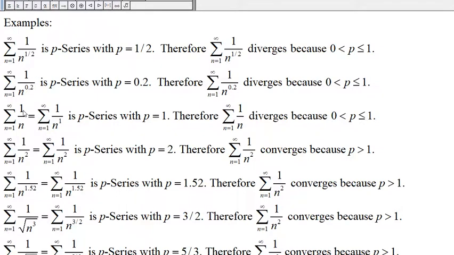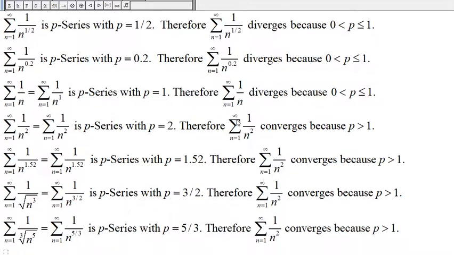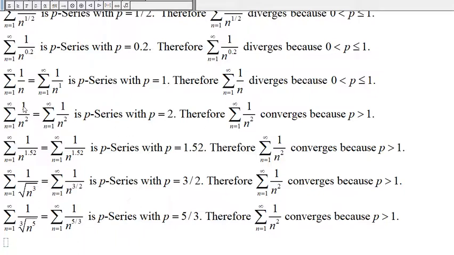The harmonic series, which is the same as 1 over n to the first, is also a P series with P equal to 1. Since P is between 0 and 1, including 1, the series diverges. The series 1 divided by n squared is a P series with P equal to 2. Since P is greater than 1, the series 1 divided by n squared converges.